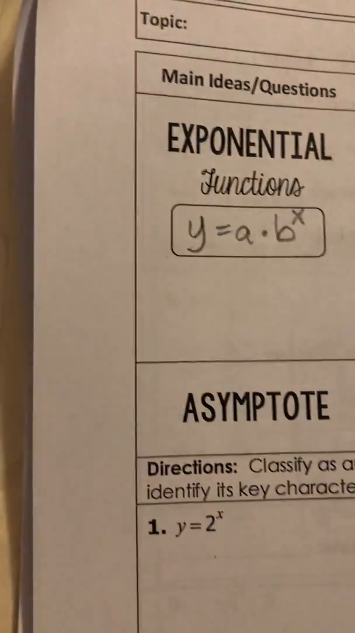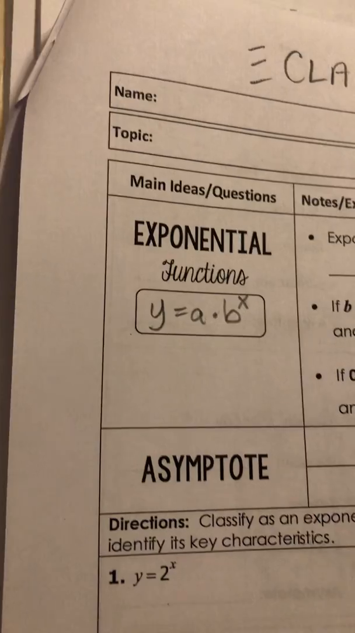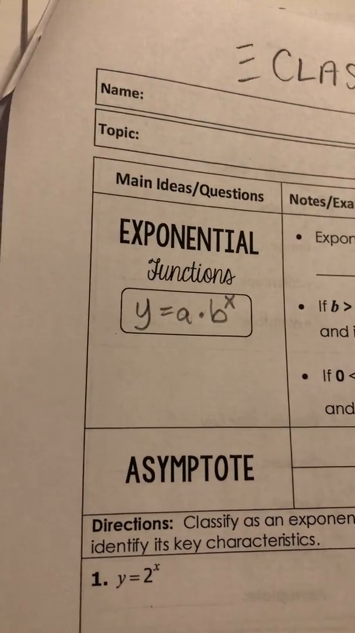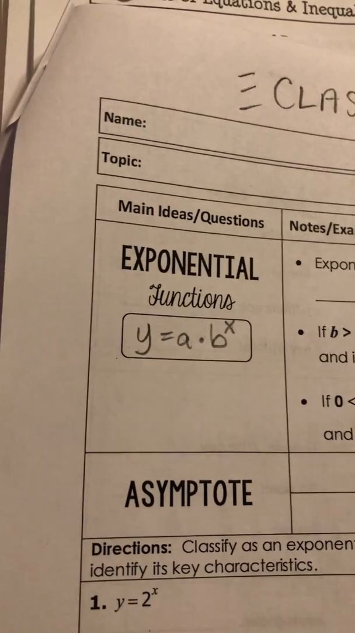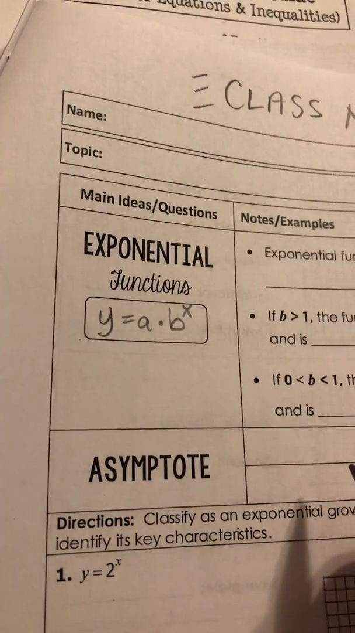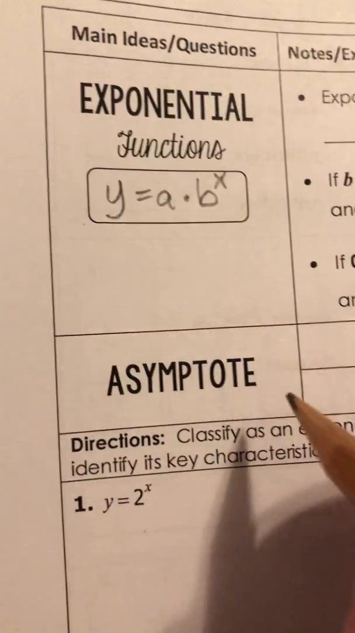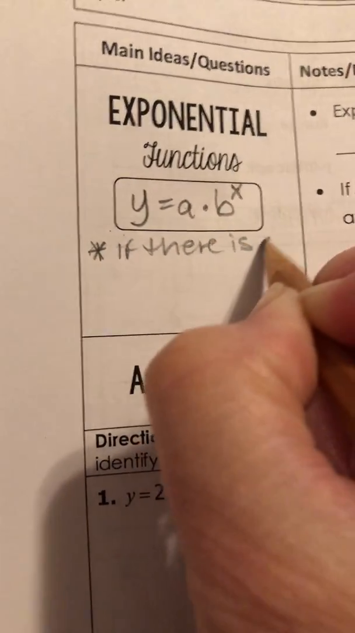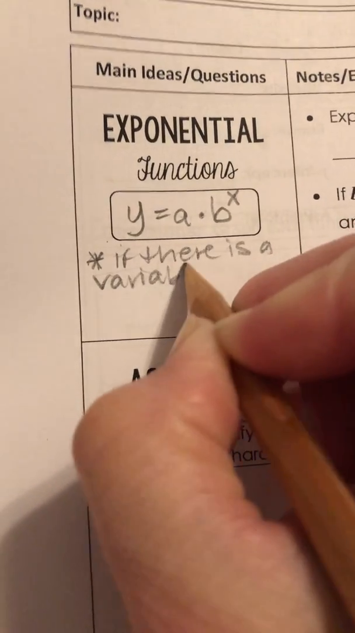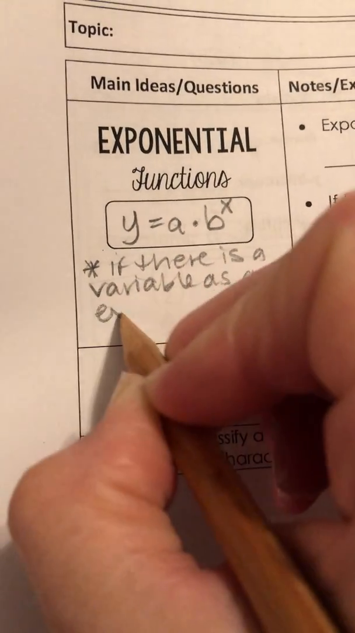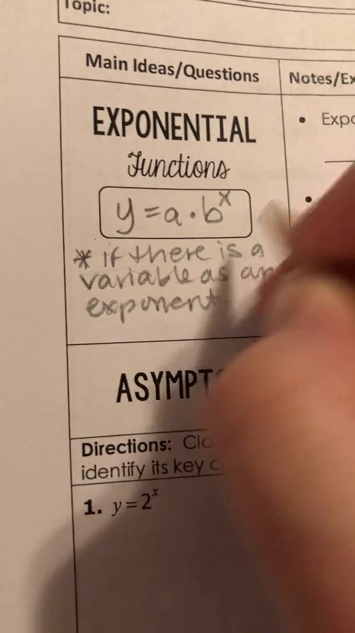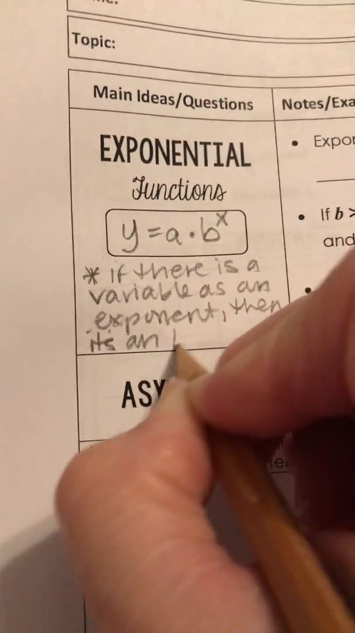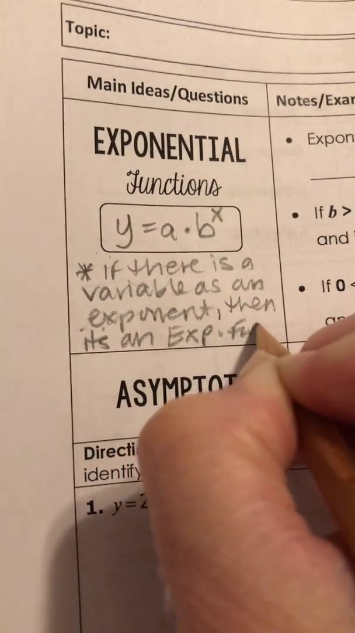So what we did talk about today is that we know that a function is exponential if you have a variable as the exponent, okay? So that might be a good thing to write. If there is a variable as an exponent, then it's an exponential function, okay?